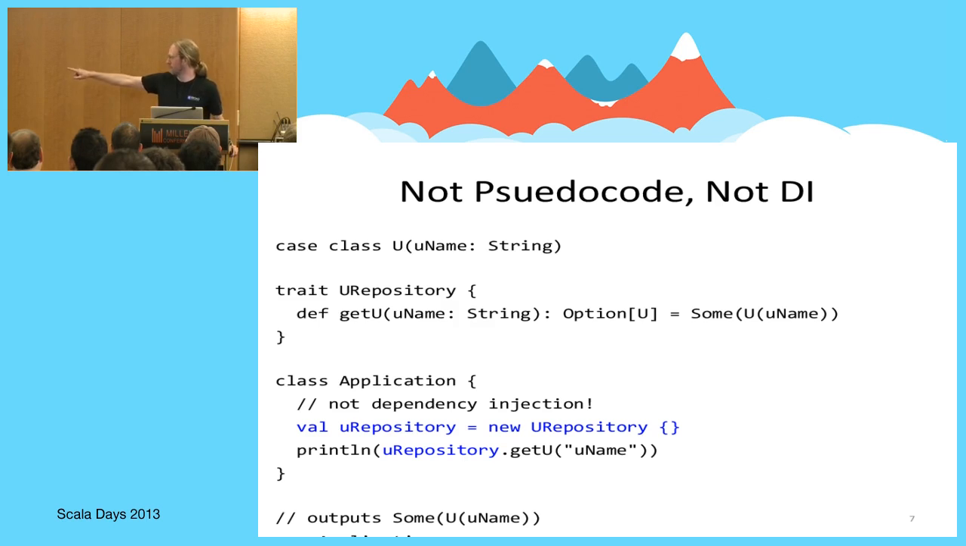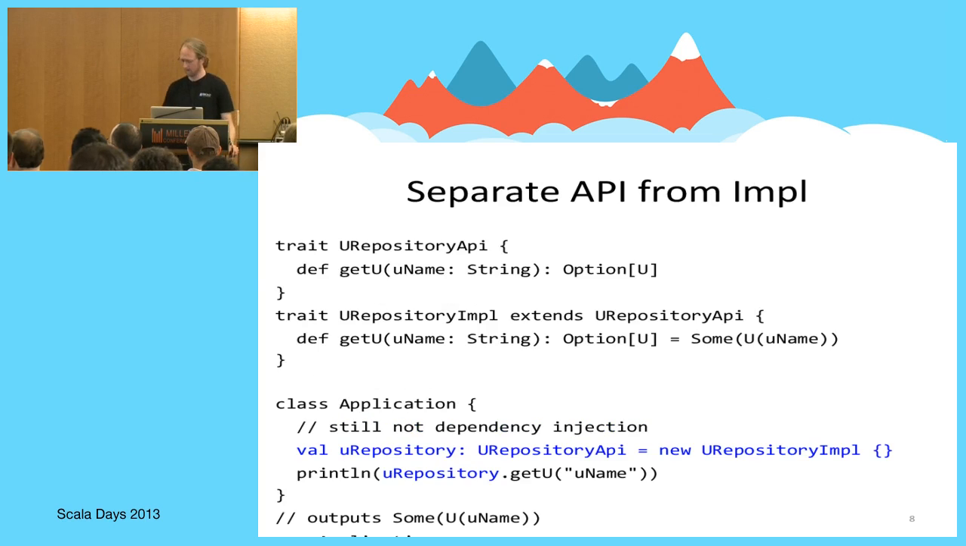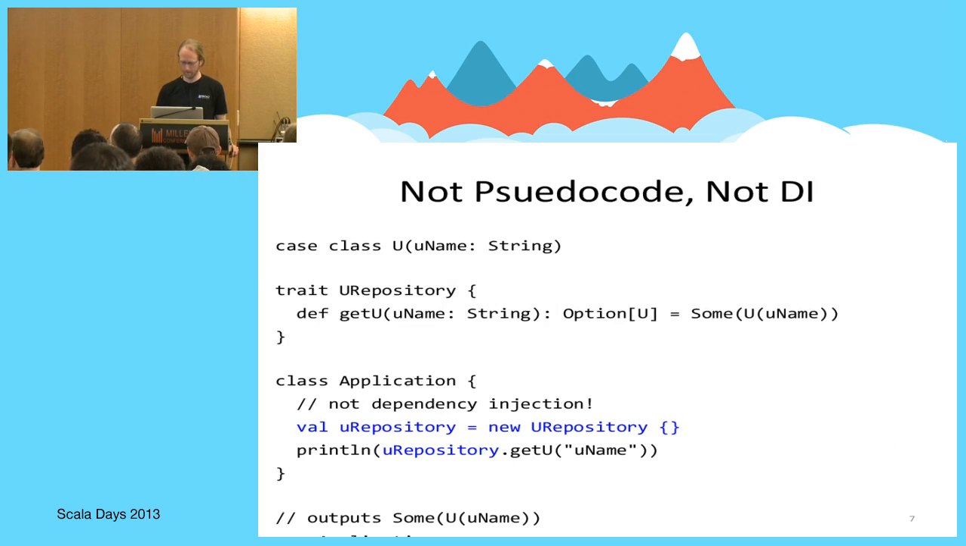The value repository has the wrong type. It's typed to this concrete implementation of the U repository. We really want it to be typed to an API. This is the first step that we need to take in order to provide different implementations besides this default implementation. So let's address that problem first.